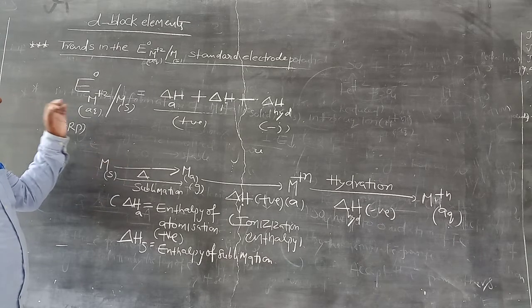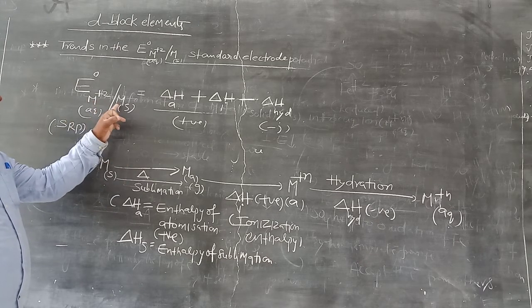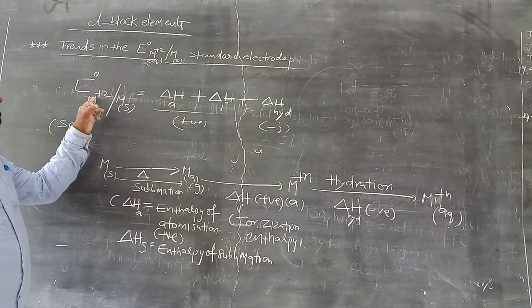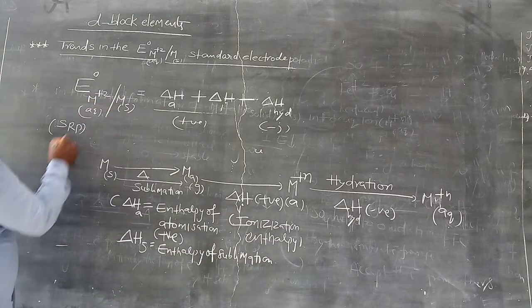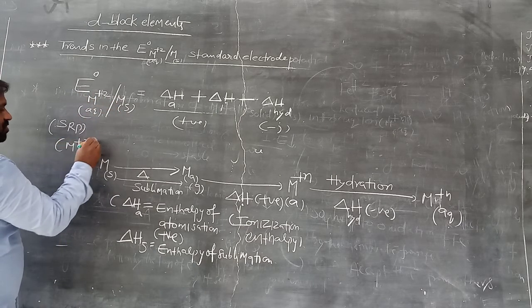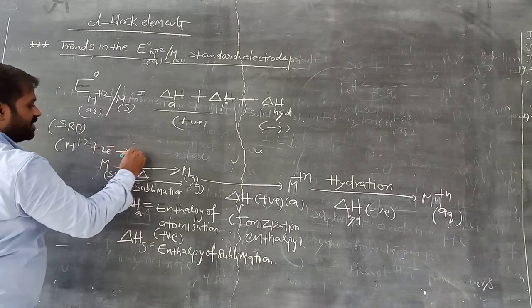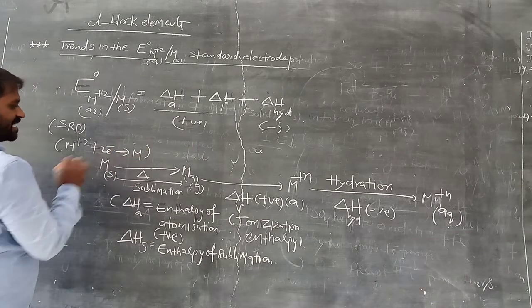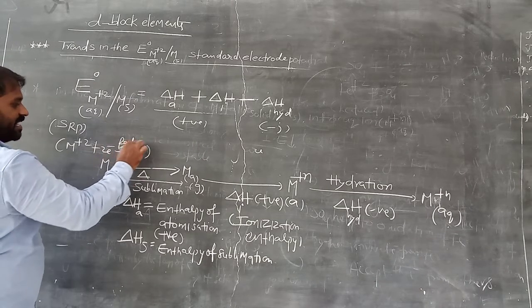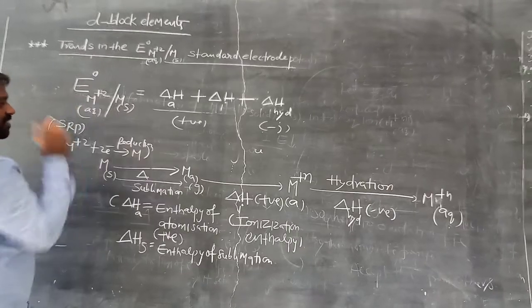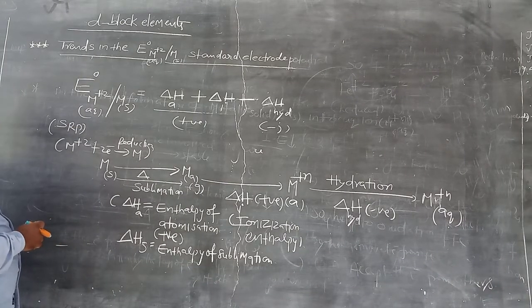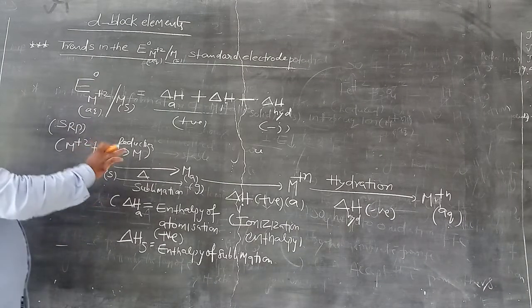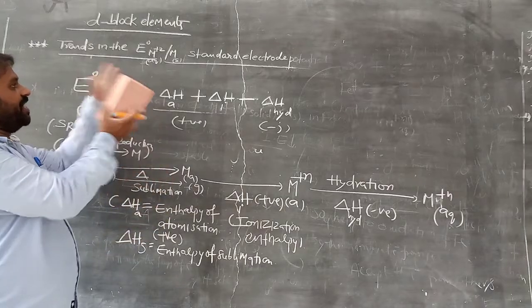Now M 2 plus gains electrons and becomes M, or M loses 2 electrons and becomes M 2 plus. In this phenomenon, M 2 plus gains 2 electrons and becomes M. Reduction takes place, reduction meaning gaining of electrons. So reduction potential is developed. Now we can apply these concepts to 3d transition elements.